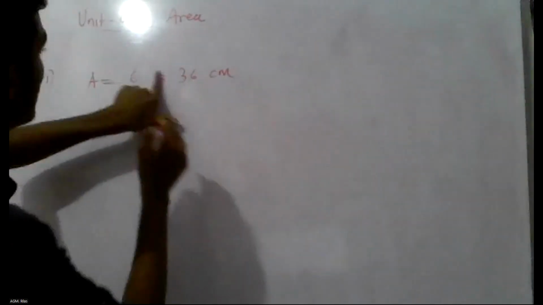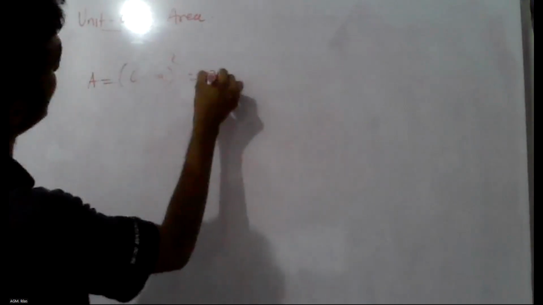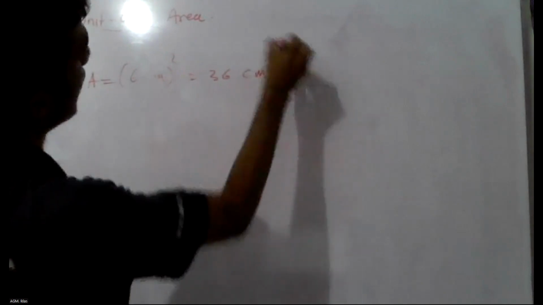For finding the area of a square, A is equal to a square. A square means 6 square. 6 square means 36, and the unit is centimeter. So you have to be very careful. Here also, this is 6 centimeter, and here this is 6 centimeter, whole in square. So 36 centimeter square. So the unit is very important.